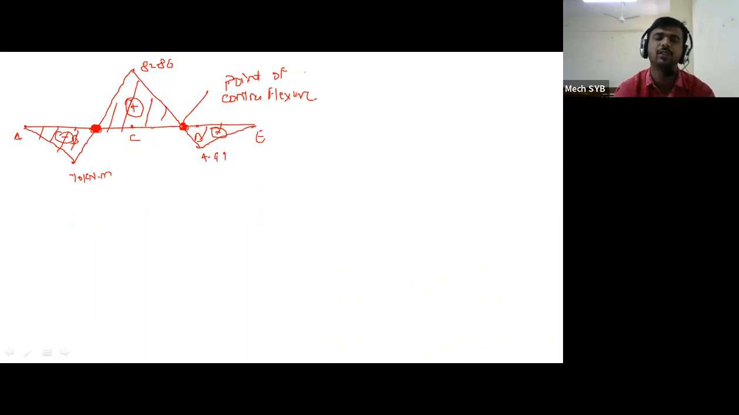So this is related to the SFD and BMD for the overhanging beam. What procedure have we followed for the simply supported beam? The same procedure we have followed for the overhanging beam. Only the type of beam is different. So this is related to the SFD and BMD for the overhanging beam.